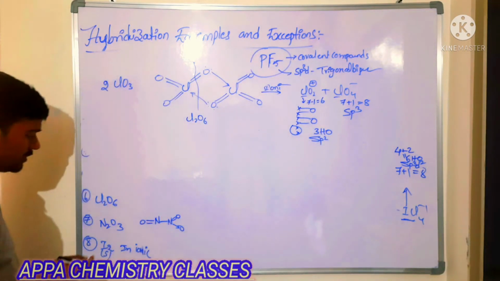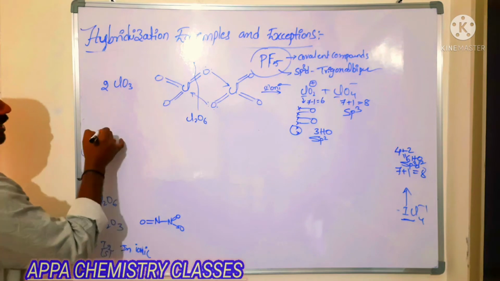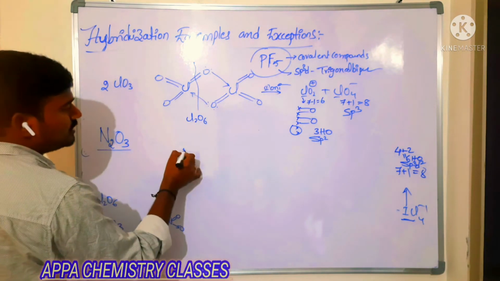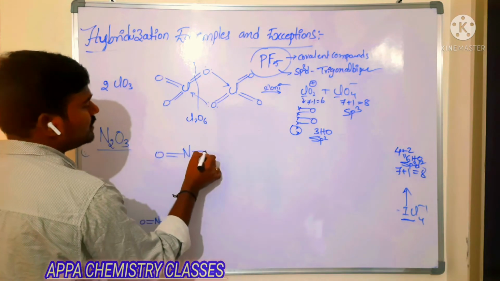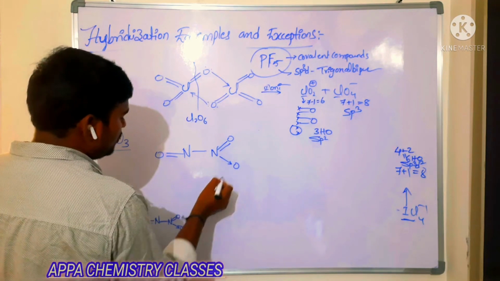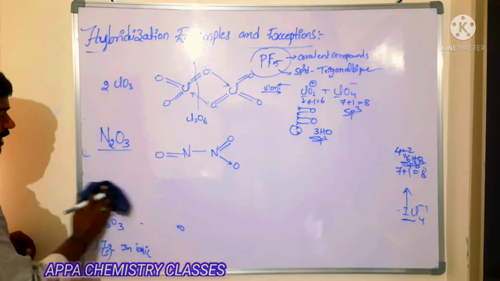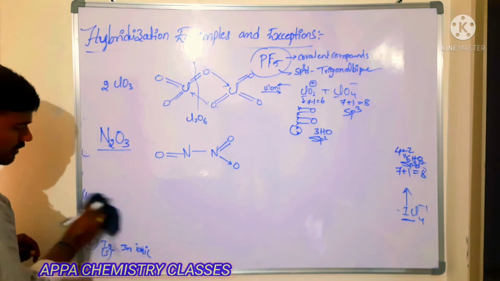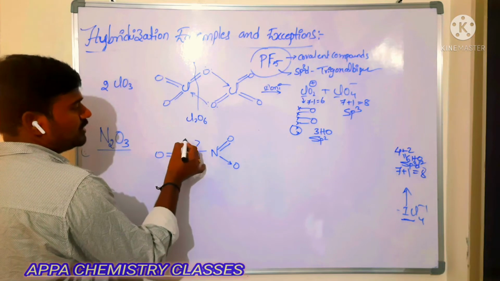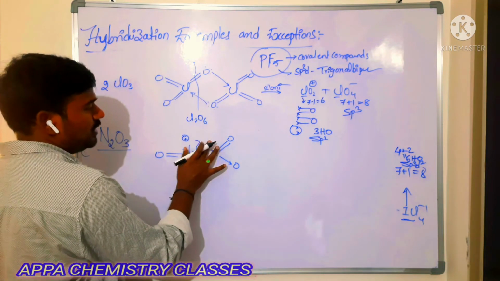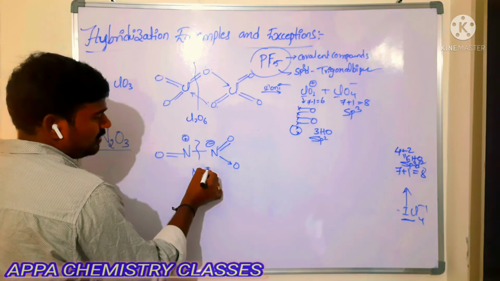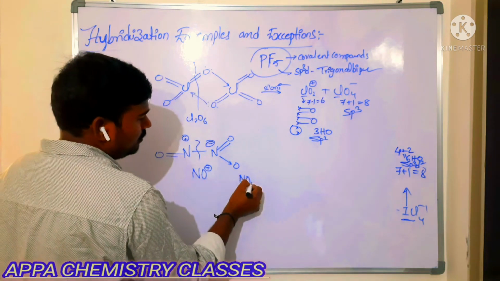Is that clear? So next one more example, that is N2O3. It is an exception one. If you draw the structure, this is the structure in the gas phase. What happens in ionic form? It undergoes dissociation, heterolytic cleavage. Now this nitrogen gets the positive charge and this nitrogen gets the negative charge because more oxygens are there. So NO plus is there and here NO2 minus is there.